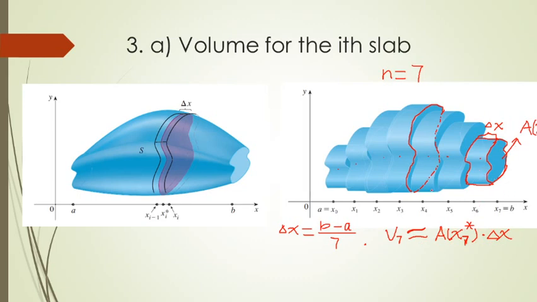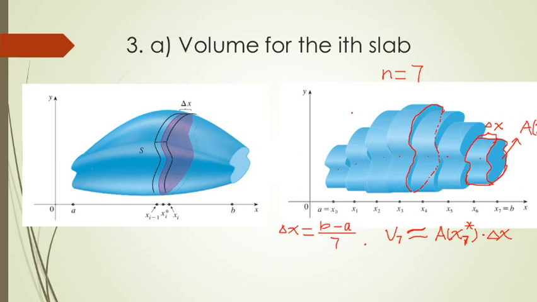And then again, if we take the sum of all those 7 slabs. So did you understand? You cut the potato in this way, and you use the 7 slabs' volume to estimate the sweet potato's volume. Try to understand.